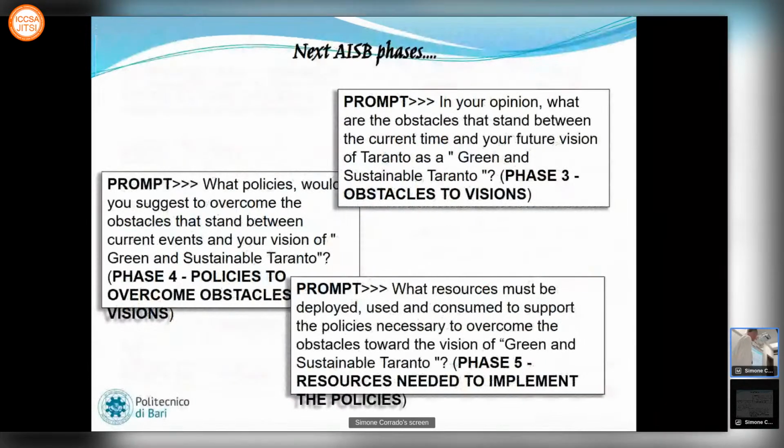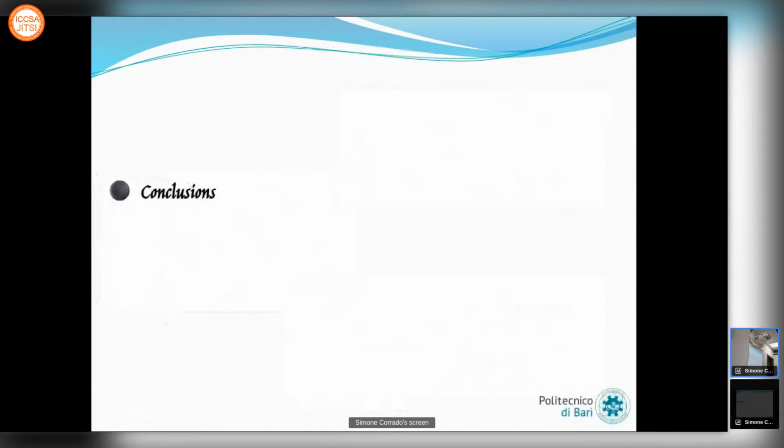This is the continuation after identifying the vision. People are asked to say how they think they can get this vision implemented, what the obstacles are against its implementation, and what funds and resources need to be used.